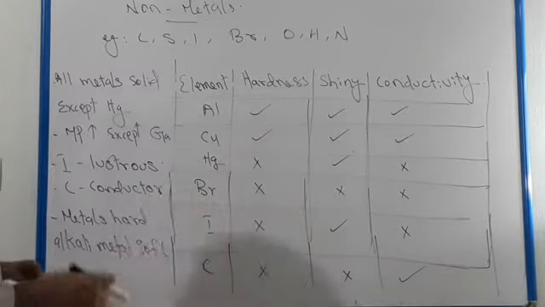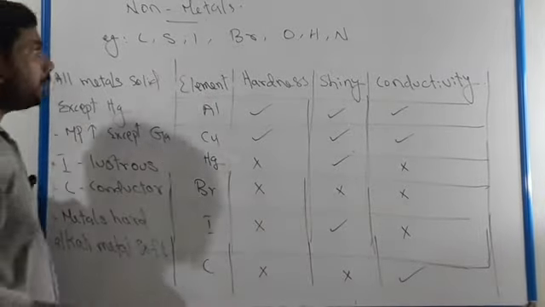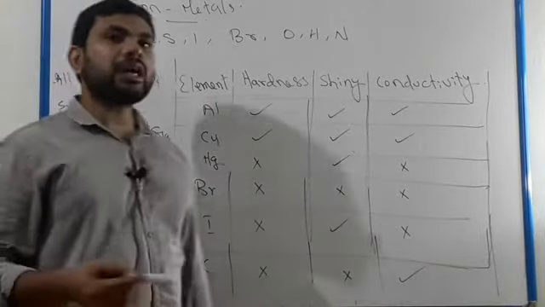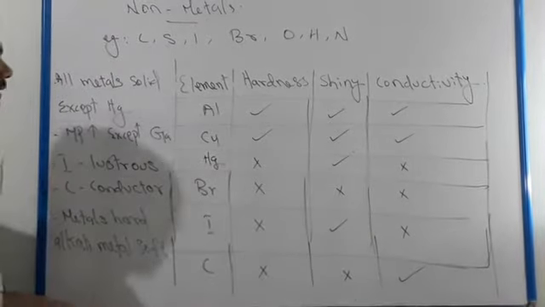Clear? Non-metals. Examples of non-metals given: carbon, sulfur, iodine, bromine, oxygen, hydrogen, nitrogen. These are examples of non-metals.